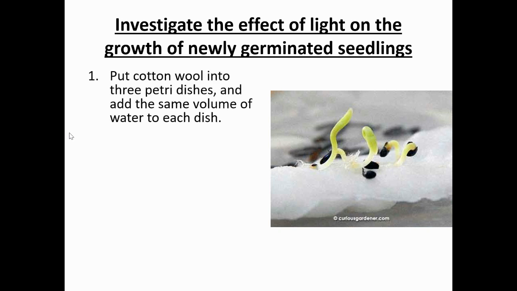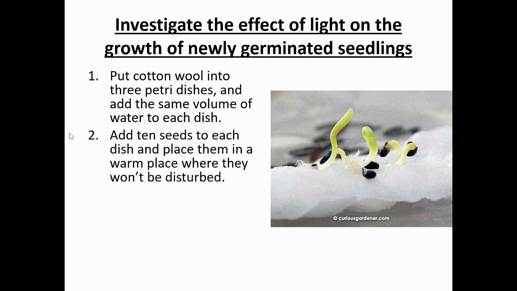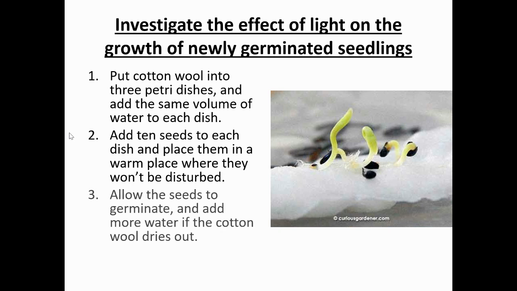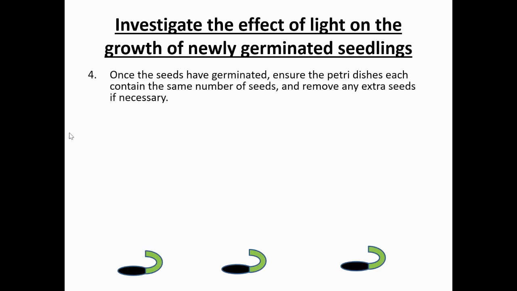So we put cotton wool into 3 petri dishes and add the same volume of water to each dish. Then add 10 seeds to each dish and place them in a warm place where they won't be disturbed. So this will allow them to germinate. Allow the seeds to germinate and add more water if the cotton wool dries out. So the first step is just to germinate some seeds in 3 different petri dishes because we are then going to be changing the light conditions for each of those, and that's our investigation.